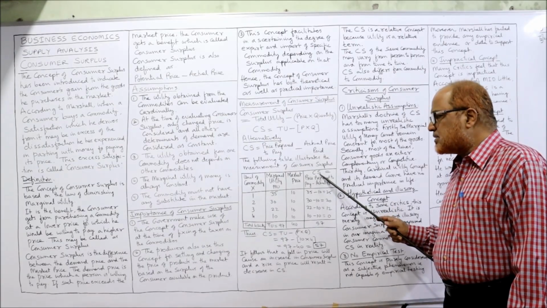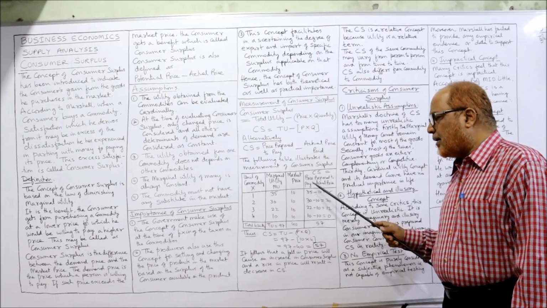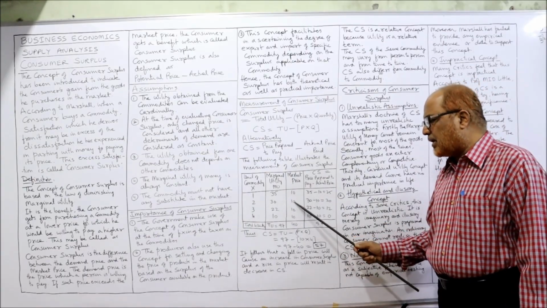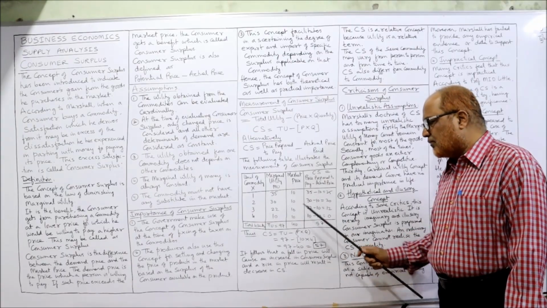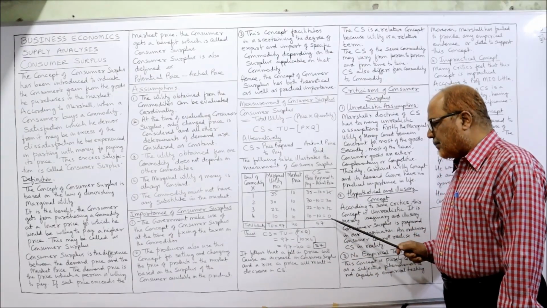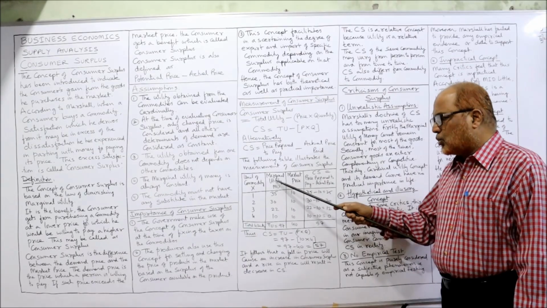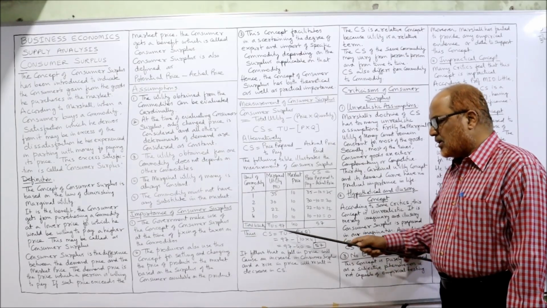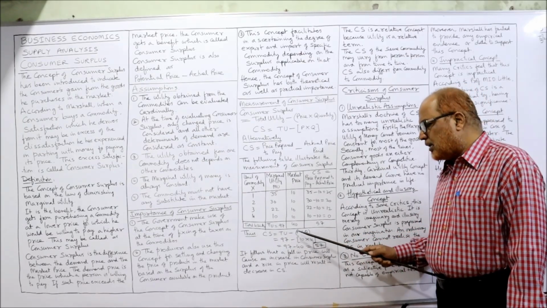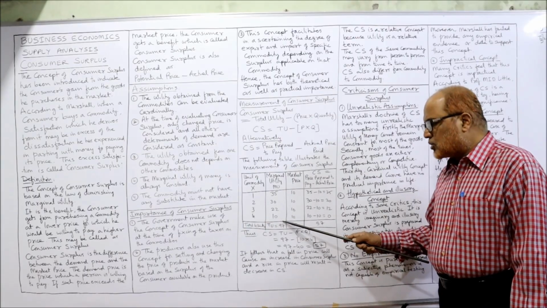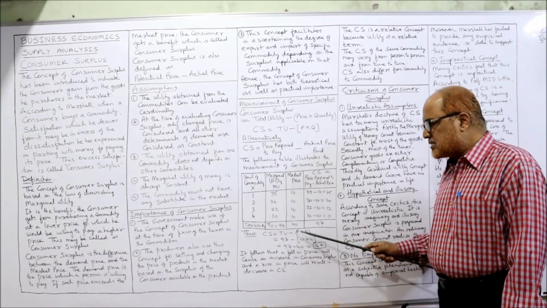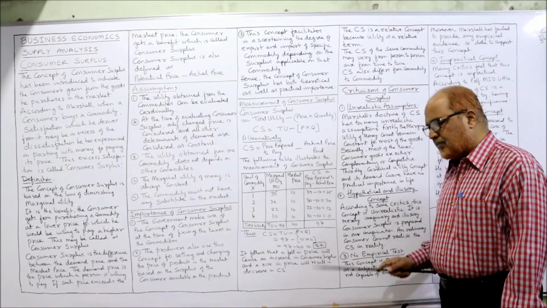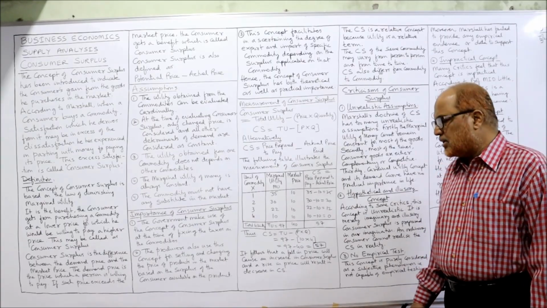Now consumer surplus is price prepared to pay minus actual price. So here 35 minus 10, 25, 30 minus 10, 20, 22 minus 10, 12, 10 minus 10, 0. If you add up, you are getting 57. So total utility is 97 and price 40, 57. So consumer surplus is equal to total utility minus price into quantity. Total utility you can see 97. Price is 10, number of units are 4, so 40. 97 minus 40, 57. 57 is the consumer surplus.